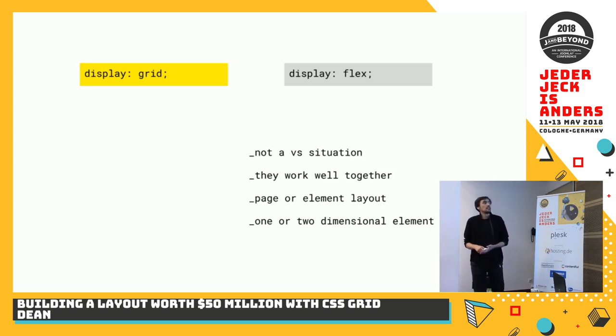And maybe a good starting point when you're choosing which one to use is to see if it's about a full page element or if you are dealing with a component. Then if it's an element, you just observe it and decide if it's one-dimensional or two-dimensional. So for instance, if you just want to have three boxes in one line, then it's a job for Flexbox, or if you are dealing with a full page layout, it could be a good starting point to use a grid.